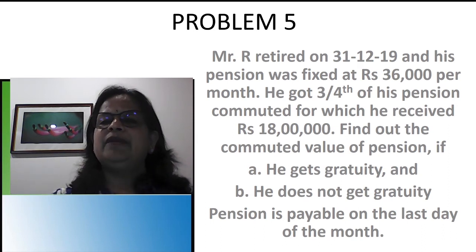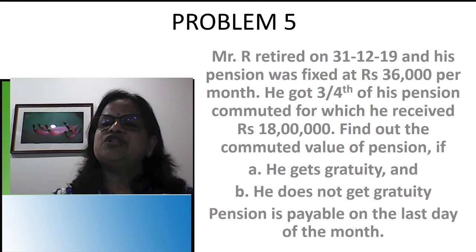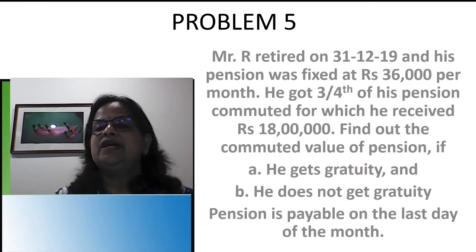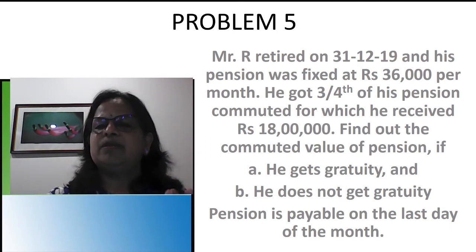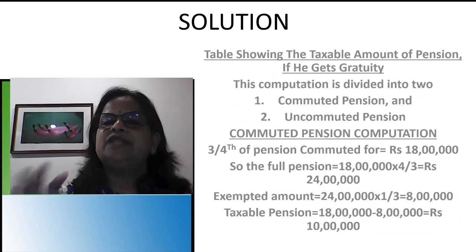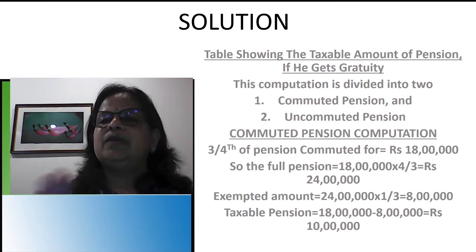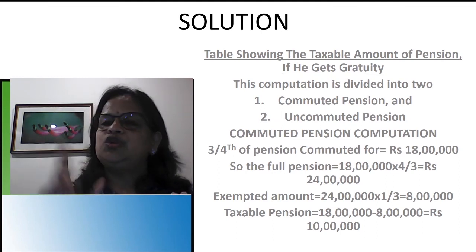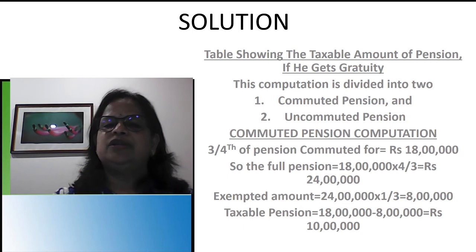Pension is payable on the last day of the month itself. So he retired on 31/12/19, December. So January's pension he will get in January itself. 36,000 was his pension. 3/4 of his pension he commuted and he is getting 18 lakhs. Now we will see the computation. Table showing taxable amount of pension if he gets gratuity. Computation is divided into two. One is commuted pension, second one is uncommuted pension. So commuted pension computation: 3/4 of pension commuted for 18 lakhs.